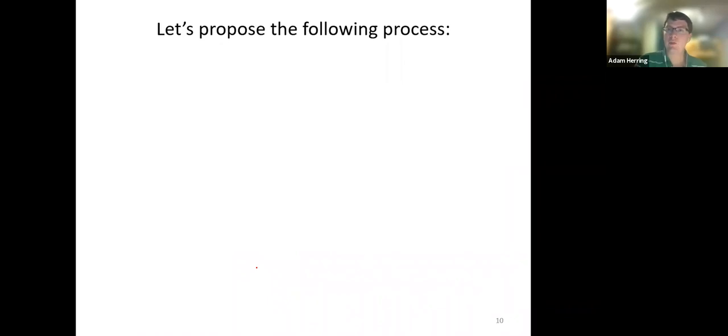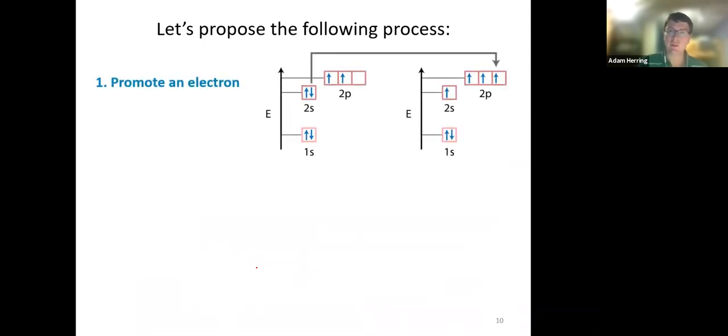Let's propose a different process that would help us explain the observed phenomenon of methane having an electron domain geometry that's tetrahedral. So let's take those electrons that were in the ground state of carbon. So this is carbon ground state. And let's promote one of the electrons from the 2s orbital into the 2p orbital. This would require an input of energy to make this happen.